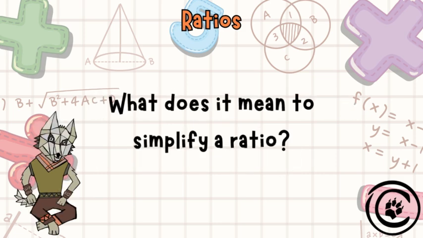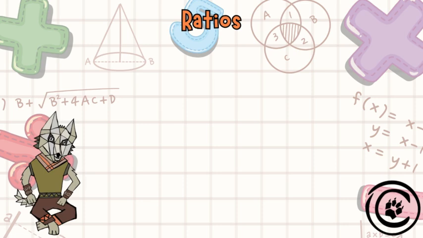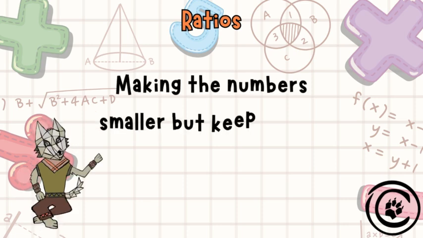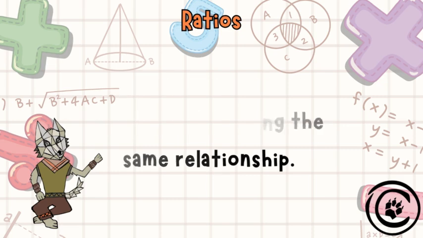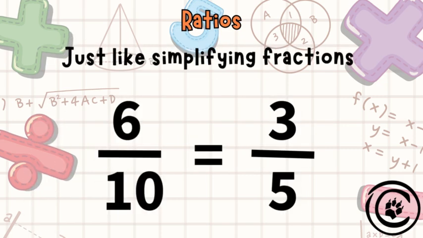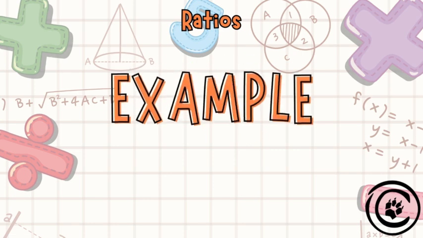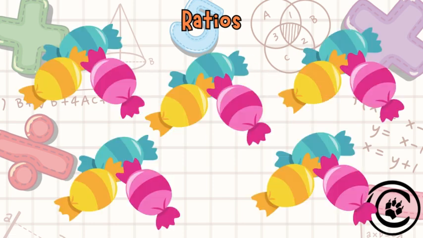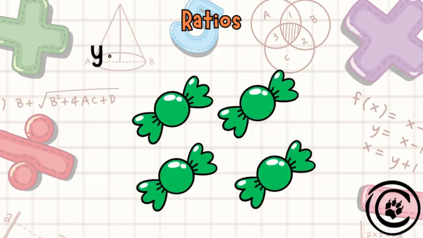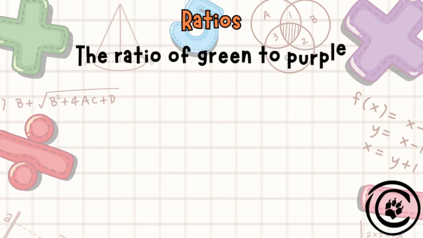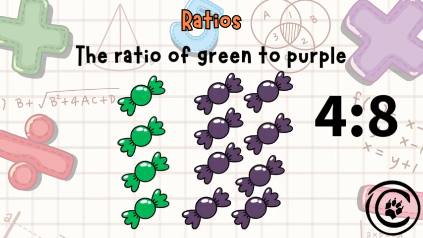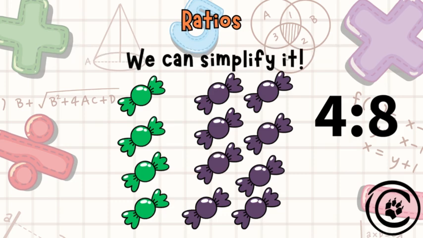What does it mean to simplify a ratio? Simplifying a ratio means making the numbers smaller but keeping the same relationship, just like simplifying fractions. For example, let's look at some sweets. You have 4 green sweets and 8 purple sweets. The ratio of green to purple is 4 to 8. But we can simplify it.